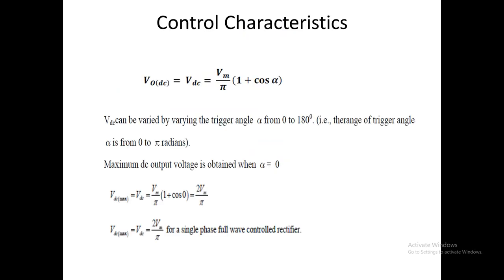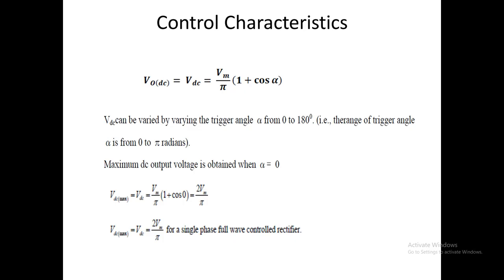And next we will see the control characteristics. Control characteristics means how much we are controlling, what is the range in which the output voltage is controlled, so that we can plot and study it. We have already derived it from the average output voltage. Since it is a DC voltage, the average output voltage plays an important role. So from the average voltage expression, we have Vm by pi, 1 plus cos alpha.